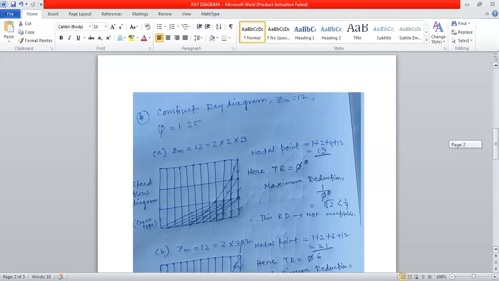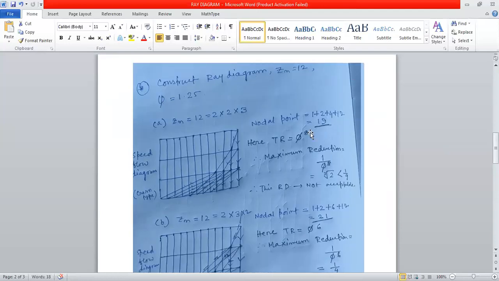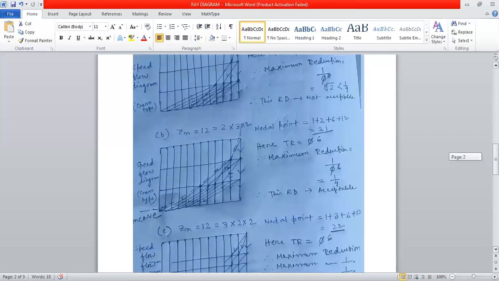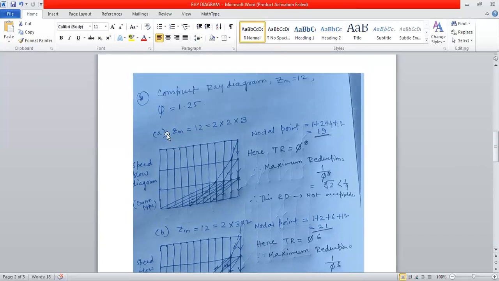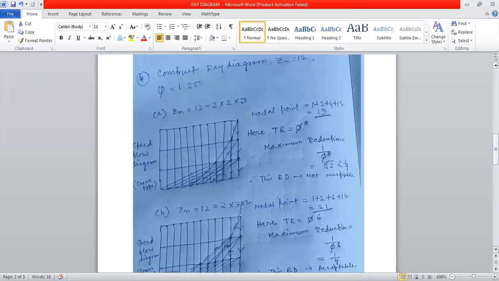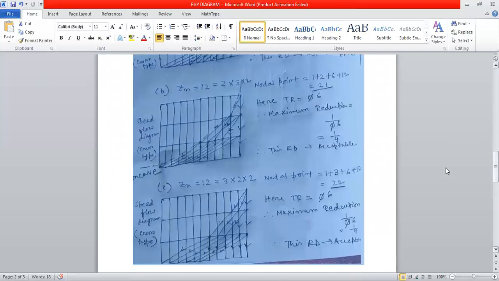And here the common ratio is defined: phi is equal to 1.25. And now we have to calculate the different types of arrangement. There may be 3 types of arrangement in speed, here denoted by A, B, and C. Here Zn equals 12, we can combine this as 2 into 2 into 3, or maybe 2 into 3 into 2, or maybe 3 into 2 into 2.